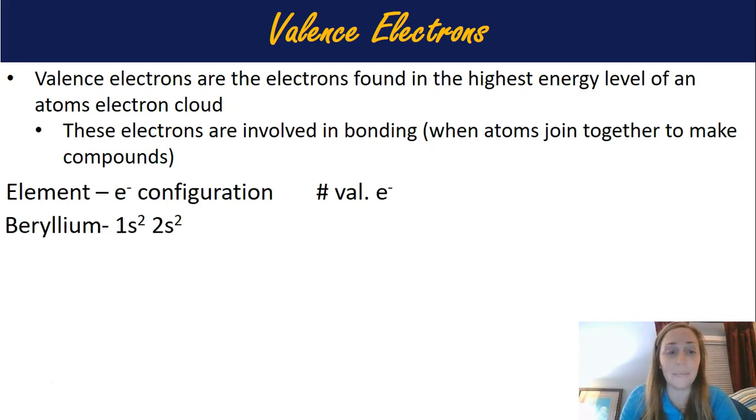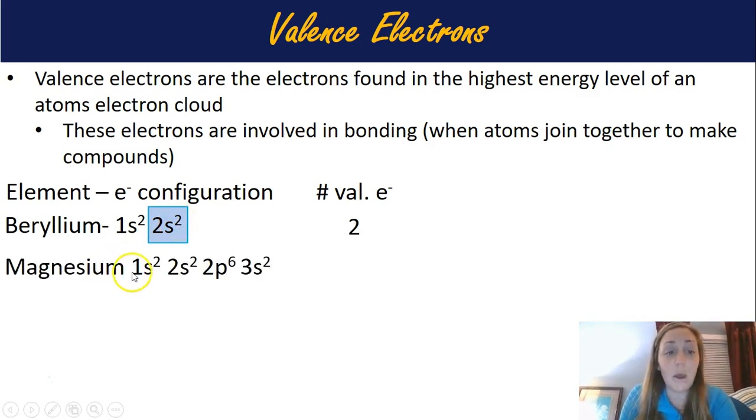Let's go over a few elements, their electron configuration, and from that figure out how many valence electrons you have. So beryllium is 1s2, 2s2. Out of these groups, the big numbers, this 1 here and this 2, those are your energy levels, and that means how far away from the nucleus. So the 2s2 is the biggest energy level you have, the second energy level. It's in an s orbital, and there are 2 electrons, so you have 2 valence electrons.